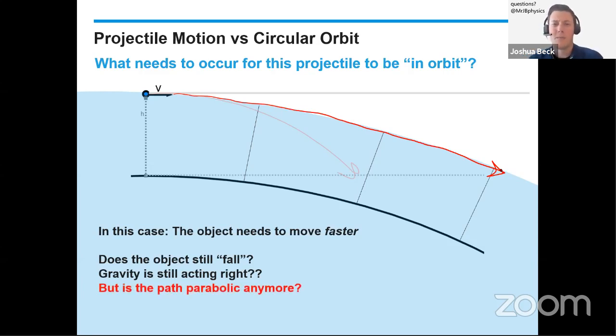But is this path parabolic anymore? You see, with a regular projectile, our path is parabolic. That's because as this moves horizontally, the force of gravity is down. That turns its velocity like this, but the force of gravity stays down. See, with a projectile, the force of gravity is always acting down.